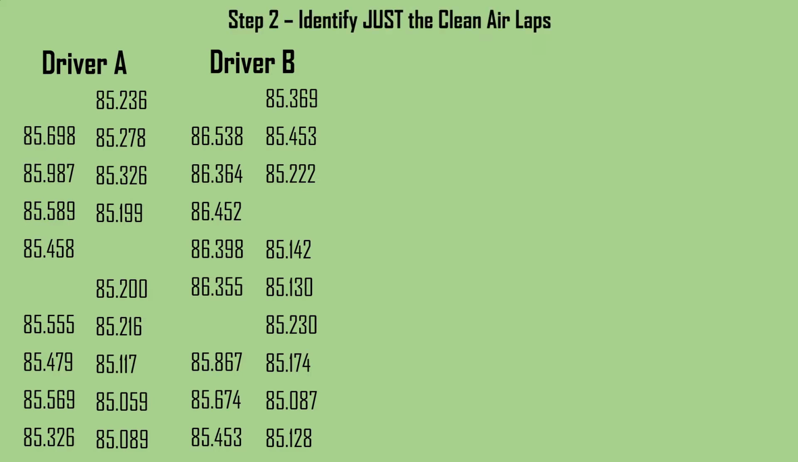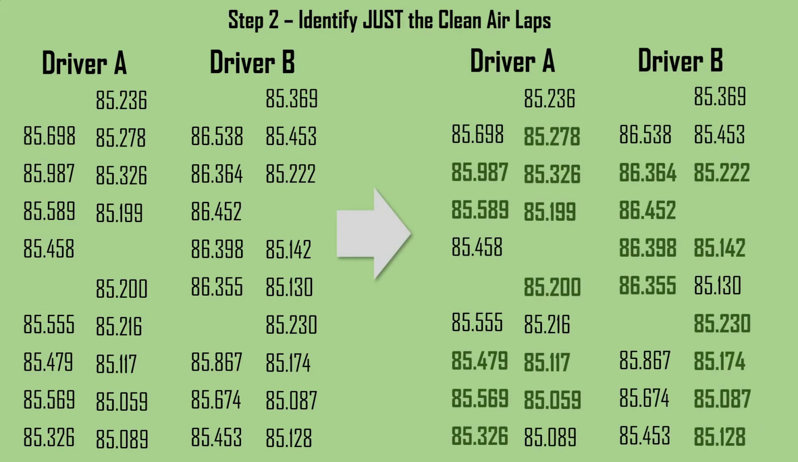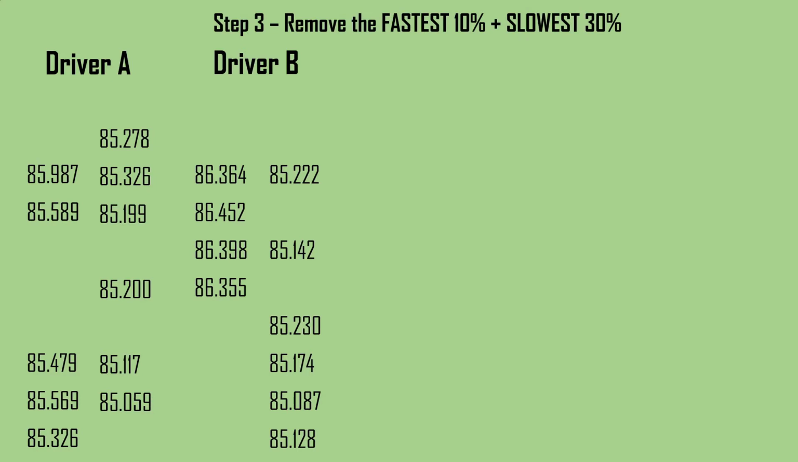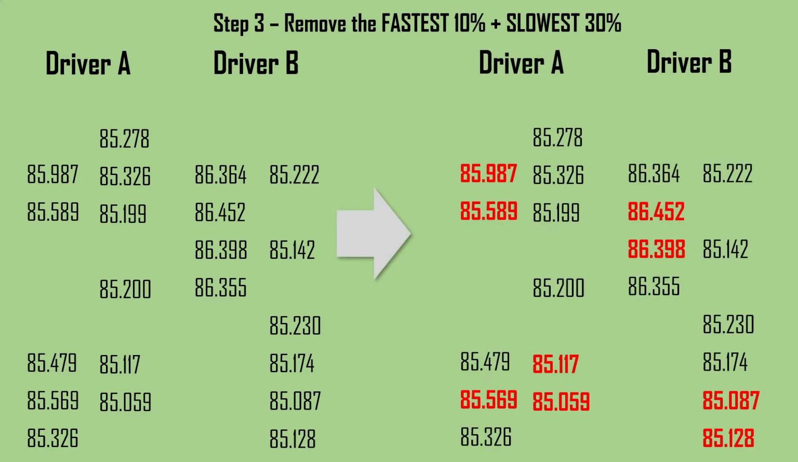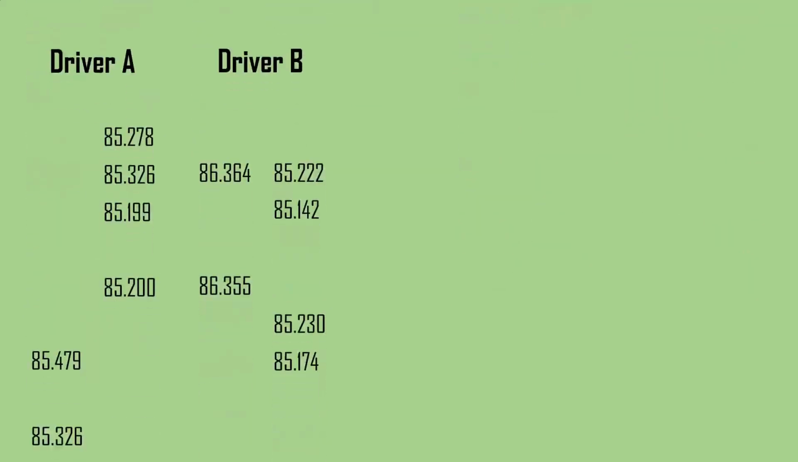Step number 2 is to identify just the clean air laps when the cars were not stuck in traffic. These laps are highlighted in green, and we will be keeping these laps and discarding everything else and moving on to step number 3. Step number 3, after identifying the clean air laps from the list, is to remove the fastest 10% and the slowest 30% of the remaining laps. By doing this, we end up pulling the overall middle range of lap times.